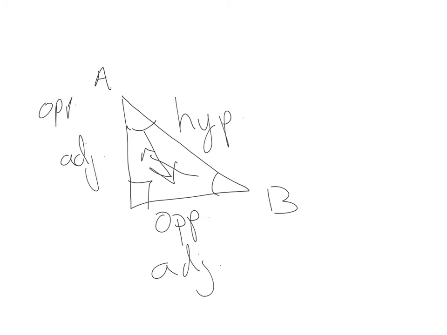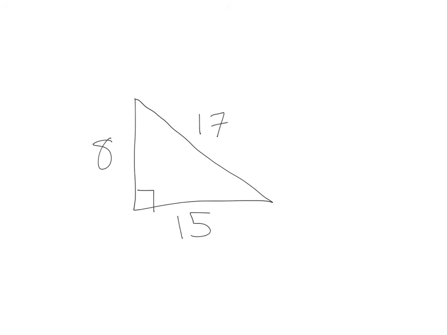So how does this all come together? Well, let's look at a triangle. Here we have another right triangle, and we have some side lengths. This is going to be 8. This is going to be 17. This is going to be 15. We'll call this A, B, C.